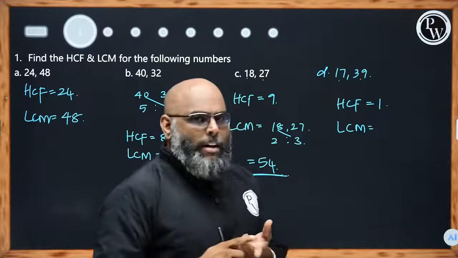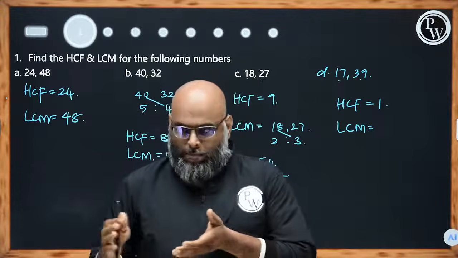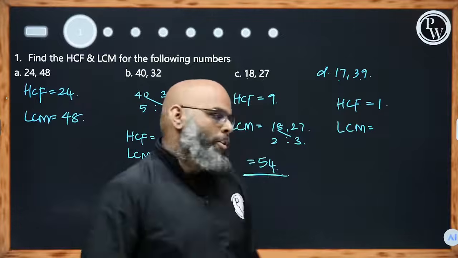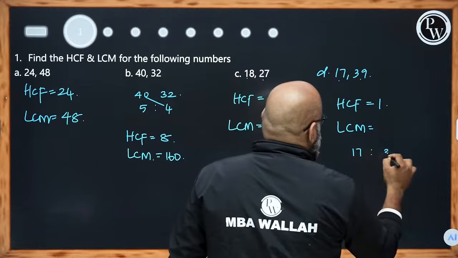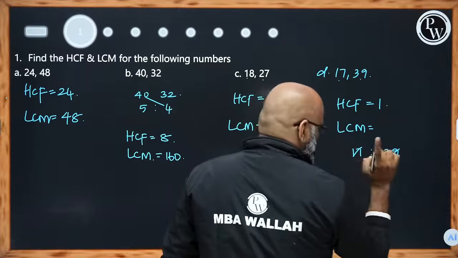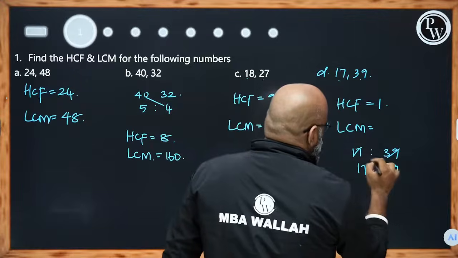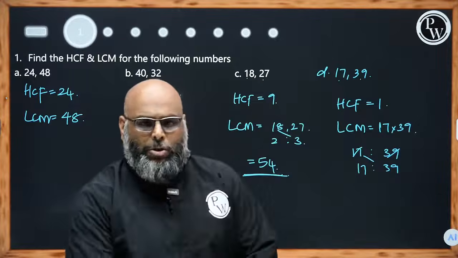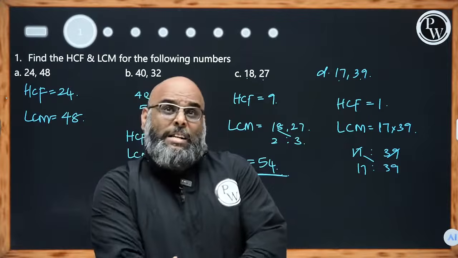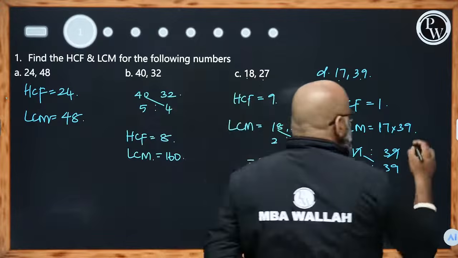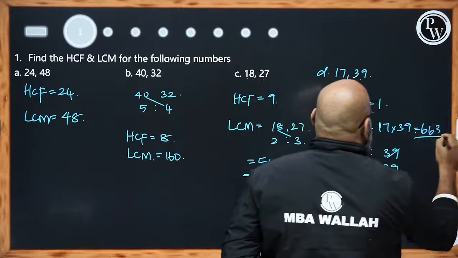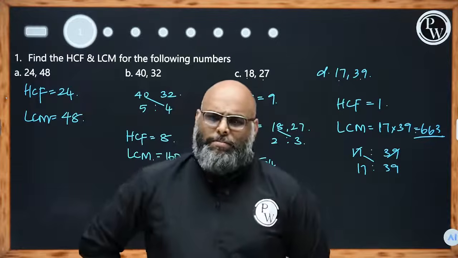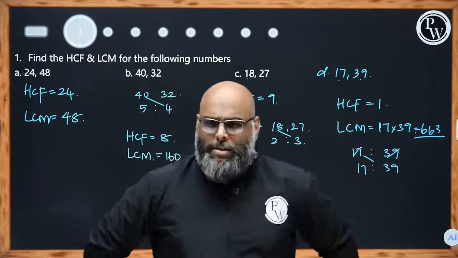Now 17, none of the multiples of 17 matches with 39. The only place where it happens is when it is 17 into 39. Or think about this, 17, 39. I can cancel it out only by one, so it remains 17 and 39. Multiply this, that is 17 into 39. 17 into 40 is 680. 680, 670, 663. And that is your answer. Right? Any doubts? Any questions?